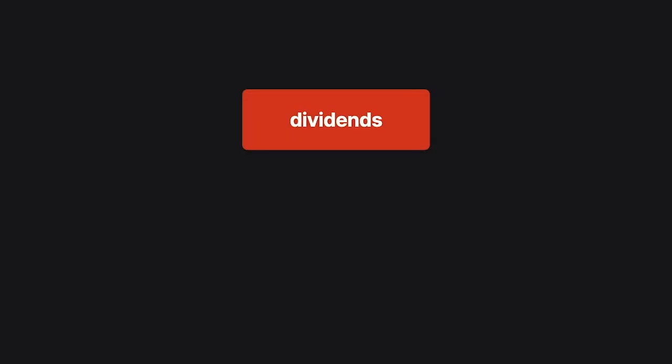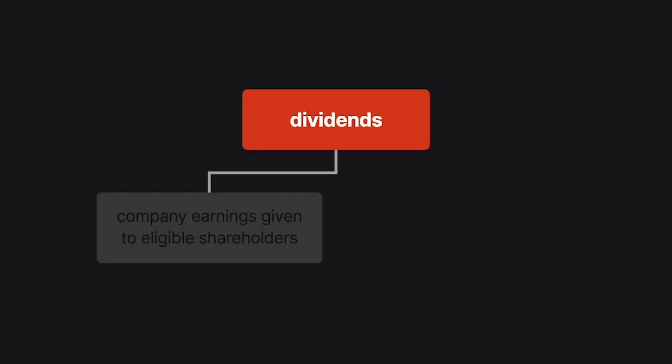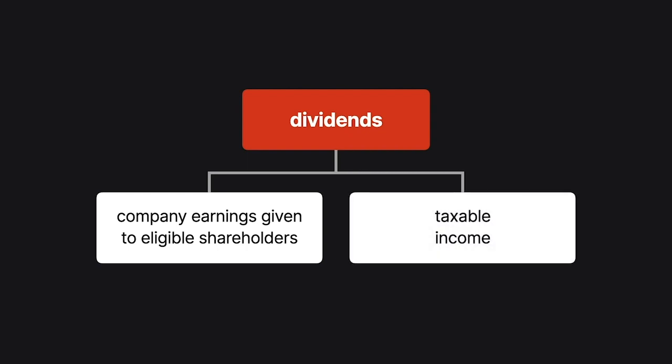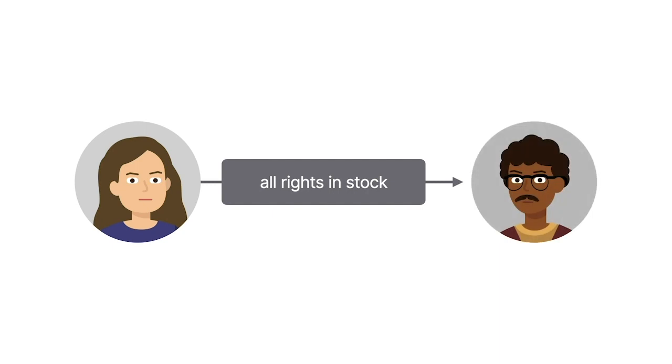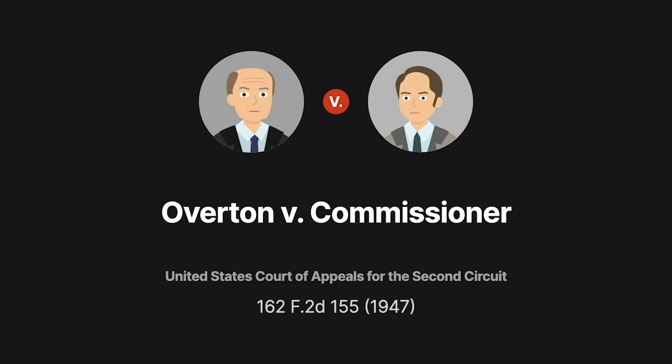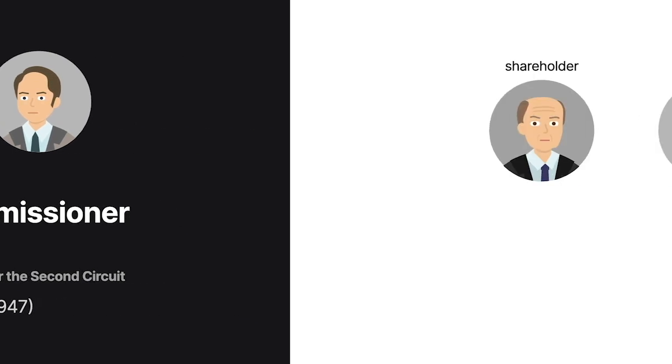Eligible shareholders are entitled to distributions of a company's earnings. These distributions are called dividends. Generally, dividends are taxable income to the recipient. If a shareholder transfers all his or her rights in stock to another, subsequent dividends will be taxable to the transferee. In Overton versus Commissioner, we explore a botched attempt to shift dividend taxation.